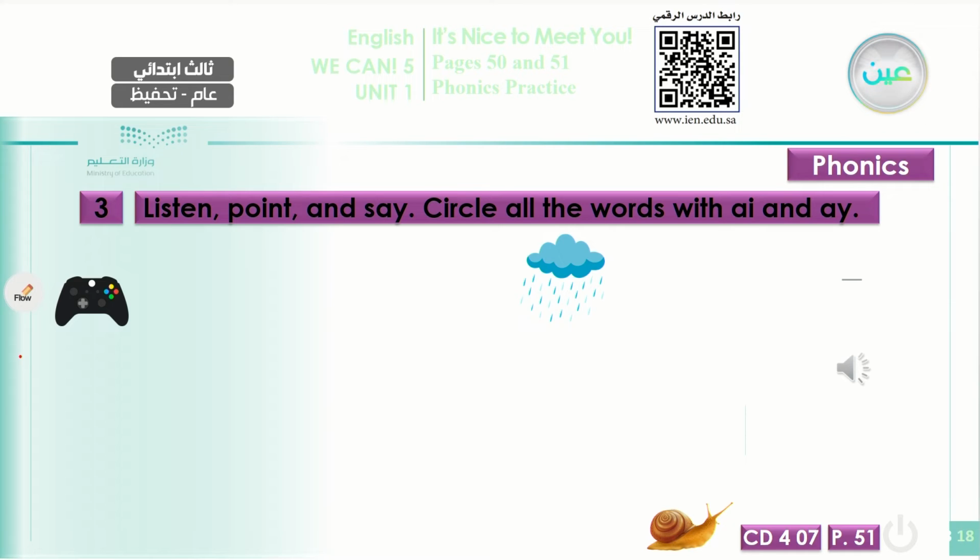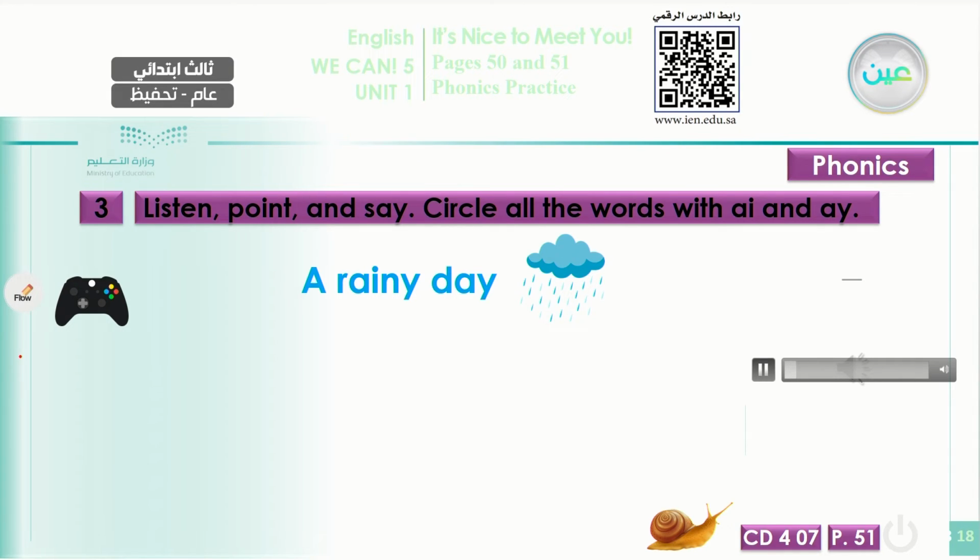Okay, we move to exercise number 3. Listen, point, and say. So circle the right words with AI and AY. Okay, so rainy day, you will listen to your colleague reading this chant, and we will answer this exercise by circling the words with AI and AY.